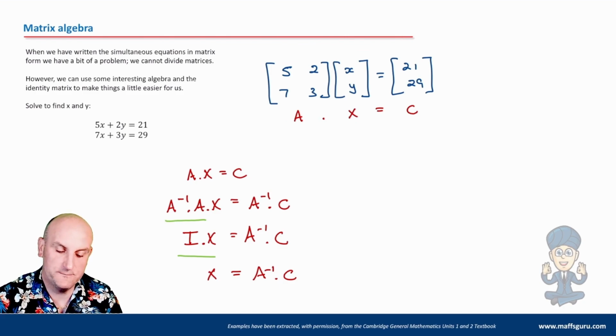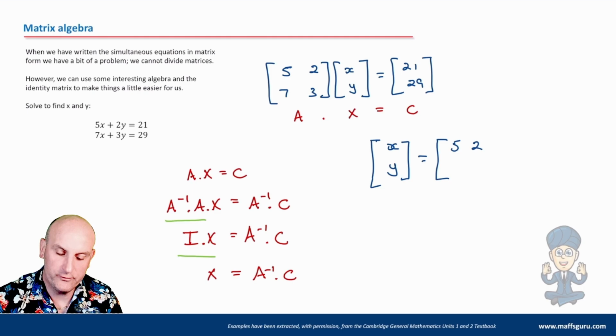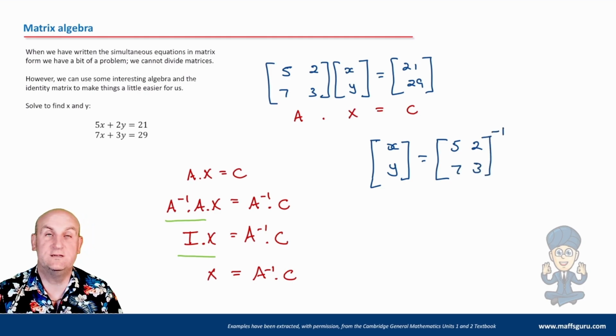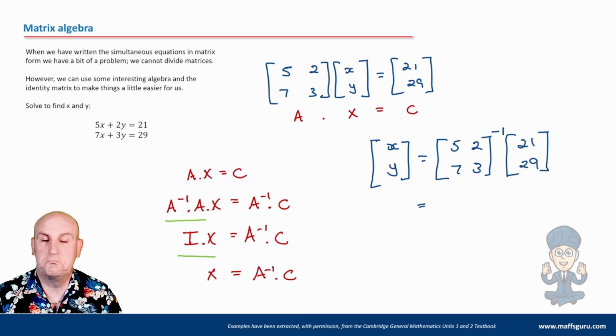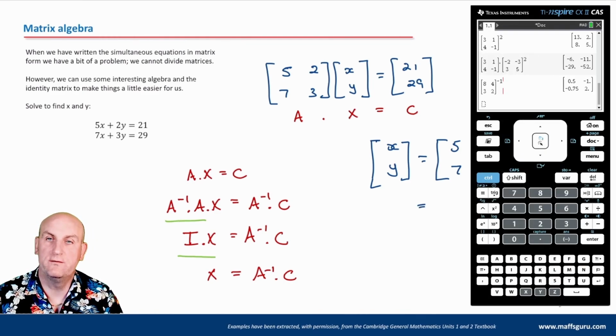So in that situation, what I can now do is say that my value of xy is equal to, so we write out matrix A, 5, 2, 7, 3. I find the inverse of it, which means just raise it to the power of minus 1, and times that by C, which was 21, 29. So, can't do that in my head? Nah. So let's fire up my calculator.